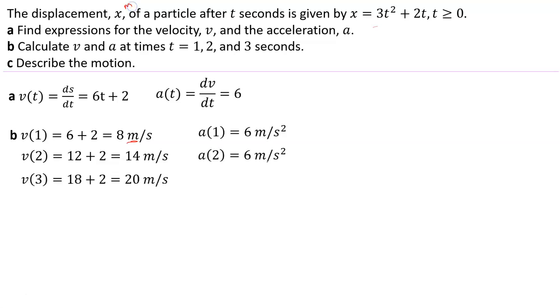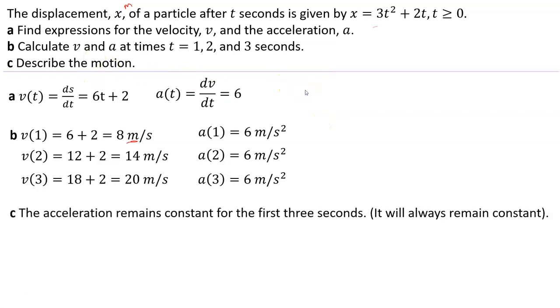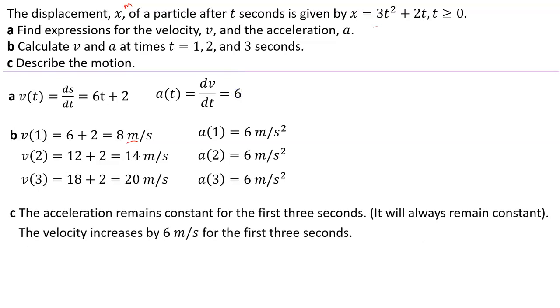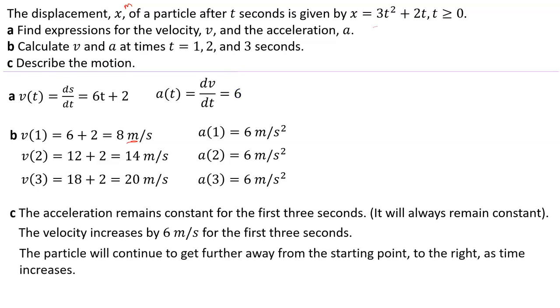Acceleration, I can do the same thing. It remains constant because there's no t. To describe the motion, I can say the acceleration remains constant for the first 3 seconds. And in fact, I can see that it will always remain constant because there's no t involved. The velocity increases by 6 metres per second for the first 3 seconds. The particle will continue to get further away from the starting point to the right-hand side as time increases.